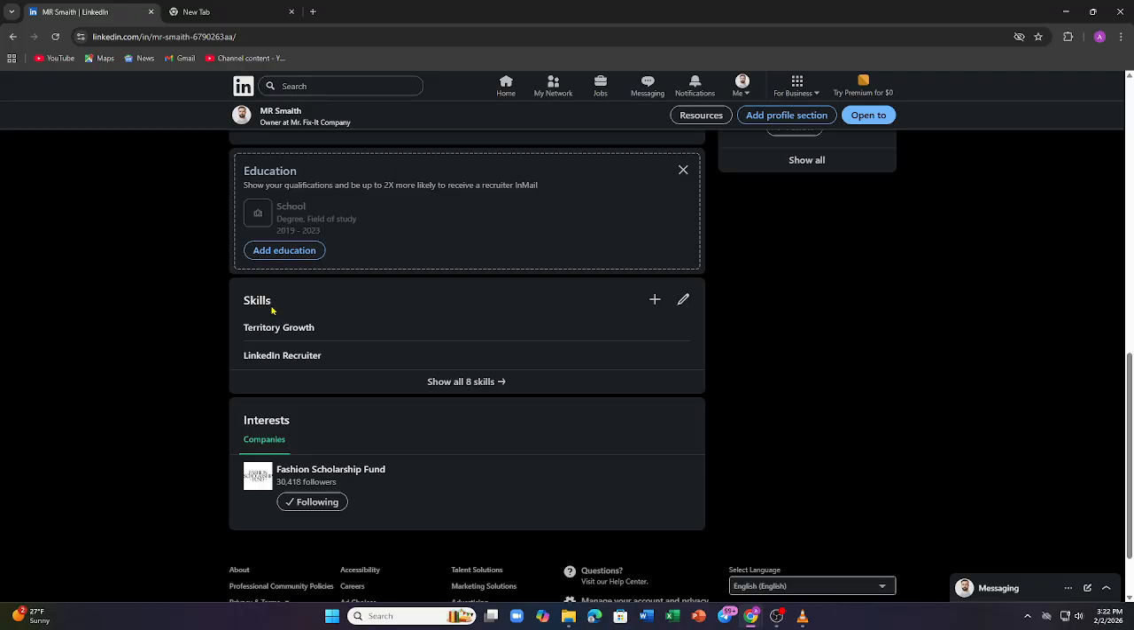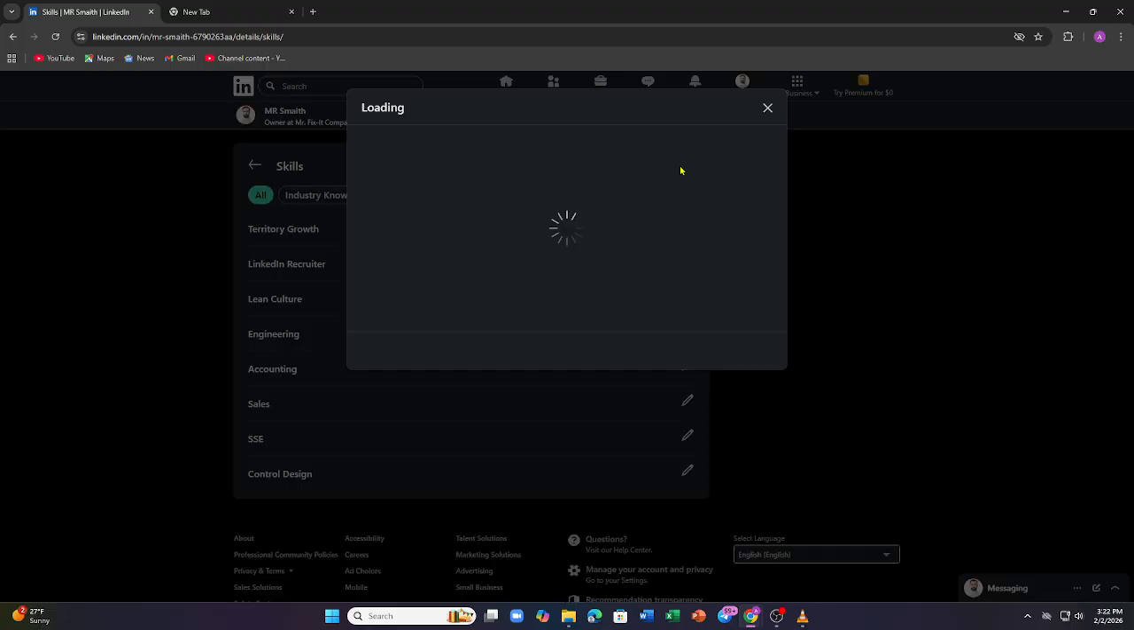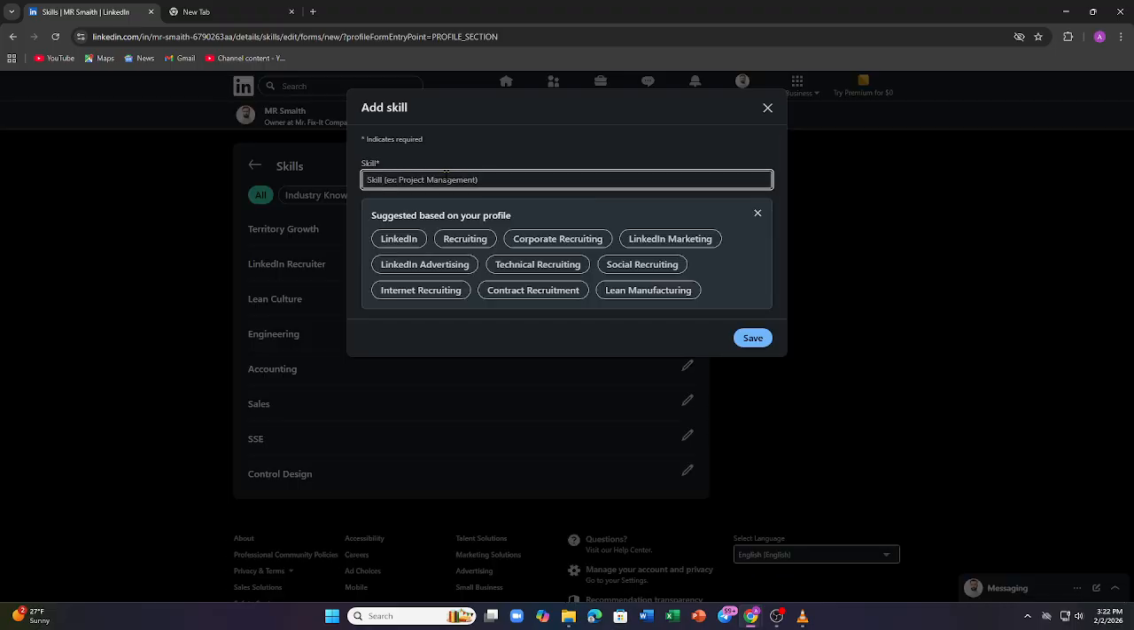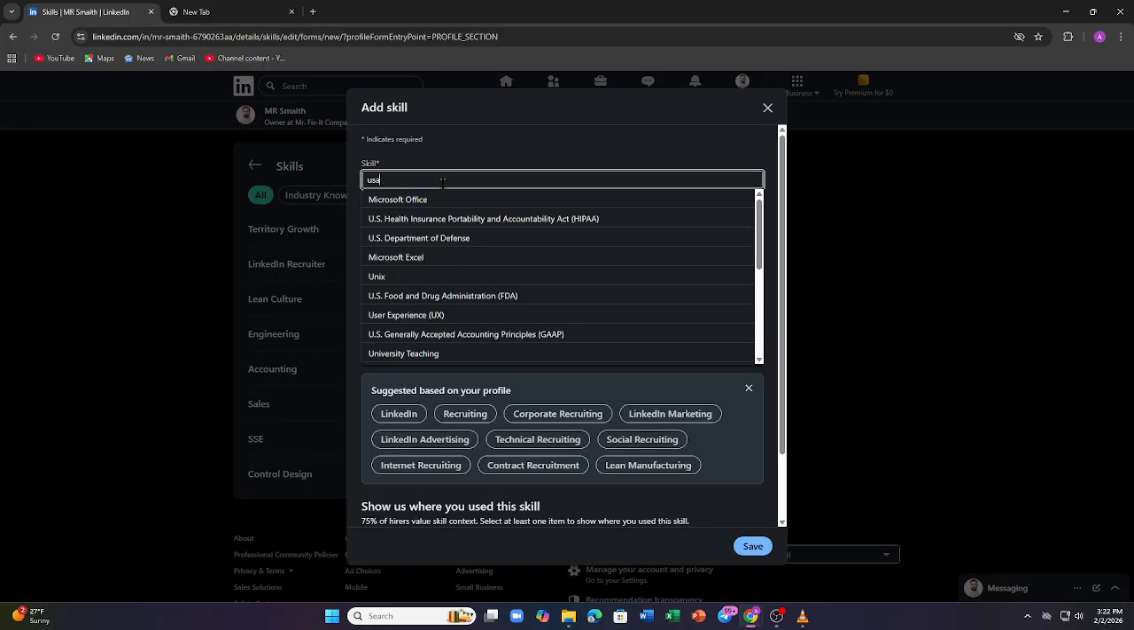Prioritize skills that match US job market demand and get colleagues or mentors to endorse you. This helps your profile appear in recruiter searches.